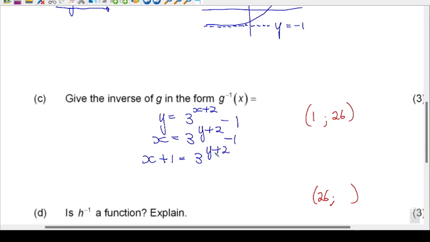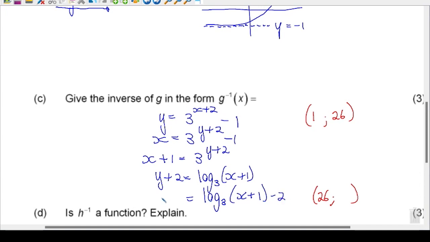I now need to solve for a variable in the exponent, so I'm going to use logs. y plus 2 will be equal to log base 3 of x plus 1. Just careful, it's all of that, log base 3 of x plus 1, so I need brackets. Last thing I'm going to do is subtract 2 from both sides. So my answer is log base 3 of x plus 1, minus 2. And I'm going to write g inverse of x, not f, sorry, because that's the form that they've asked me to write it in.